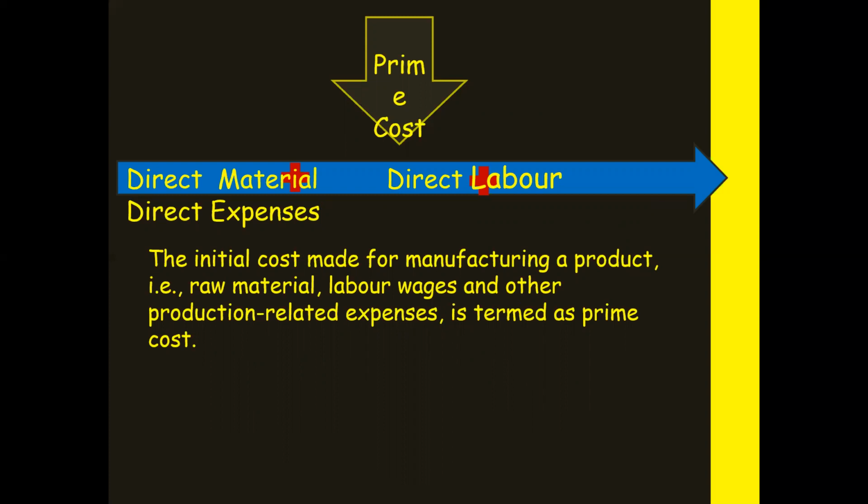Prime cost is the initial cost, that is, it includes all the cost that has occurred at the first stage or the initial stage. That stage is called manufacturing. While we are manufacturing a product, the costs that we incur are known as the prime cost.